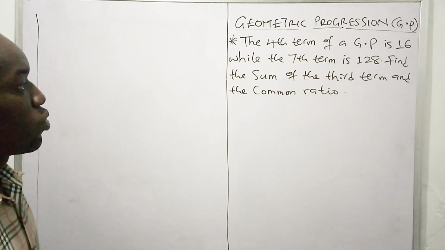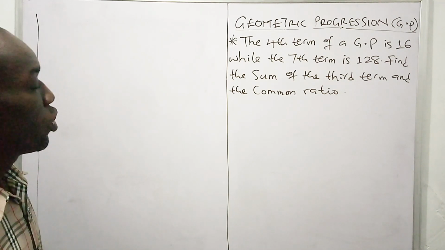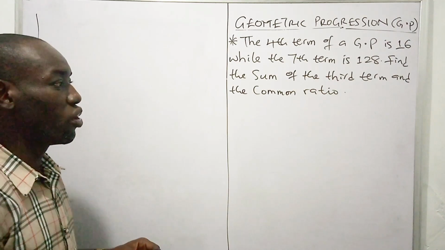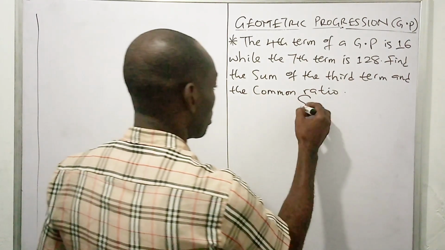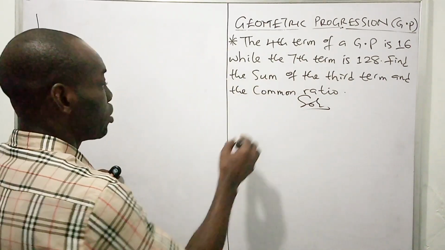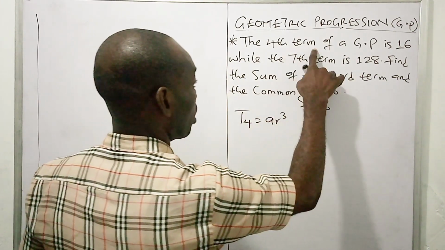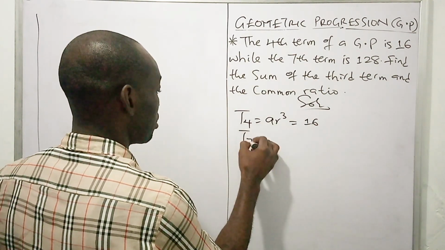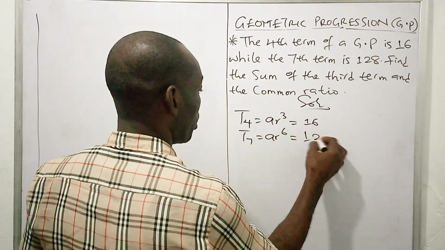All right, now let's see this other question, still on the nth term of a GP. The question says the fourth term of a GP is 16, while the seventh term is 128. We're asked to find the sum of the third term and the common ratio. Let's put that in the right perspective. The fourth term, T4, is AR cubed, and we're told that is equal to 16. Then T7, the seventh term, which is AR to the 6, equals 128.